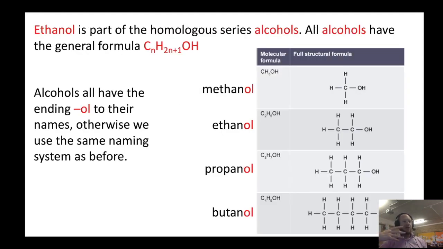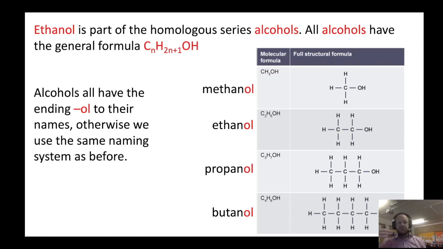Like I said previously, ethanol is part of a homologous series of alcohols. An alcohol has a general formula, just like all of our other series did. And the formula for this is CnH2n+1OH. So ethanol is C2, so that's C2H5OH. Propanol is C3, so that's C3H7OH. Butanol is C4, so that's C4H9OH. Remember, you're doubling it, add 1, then OH.